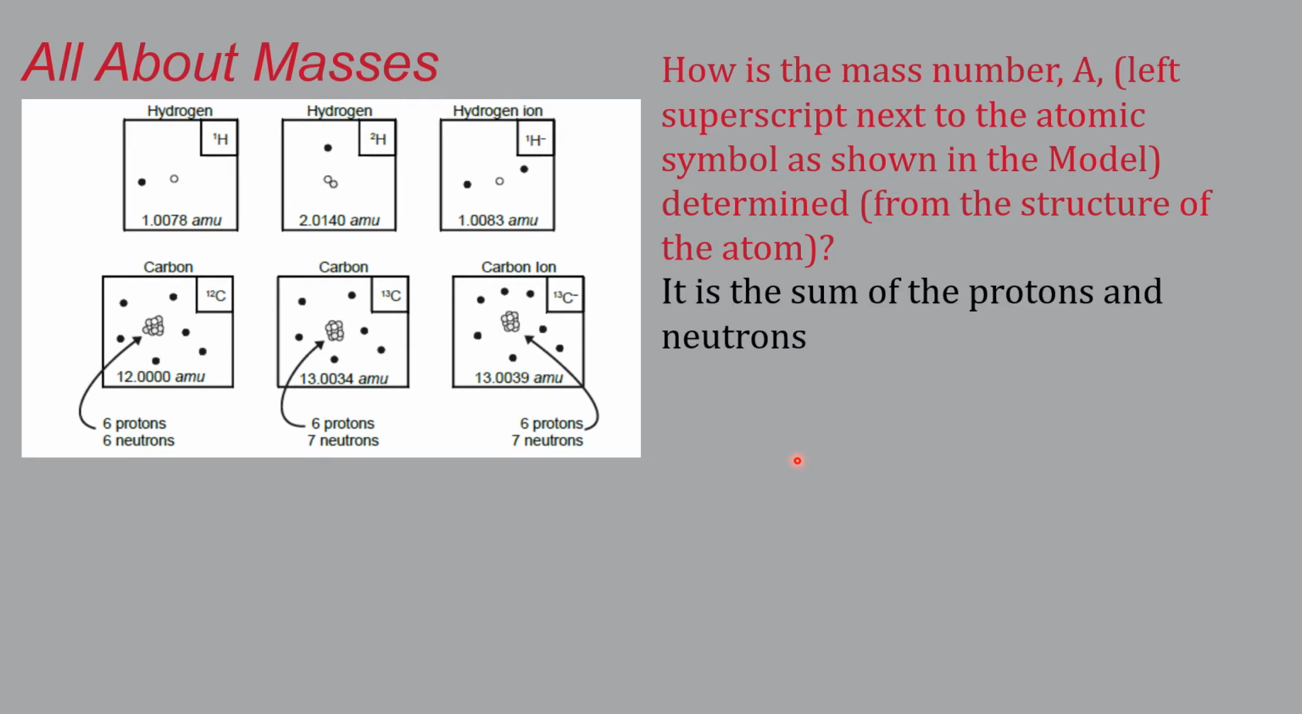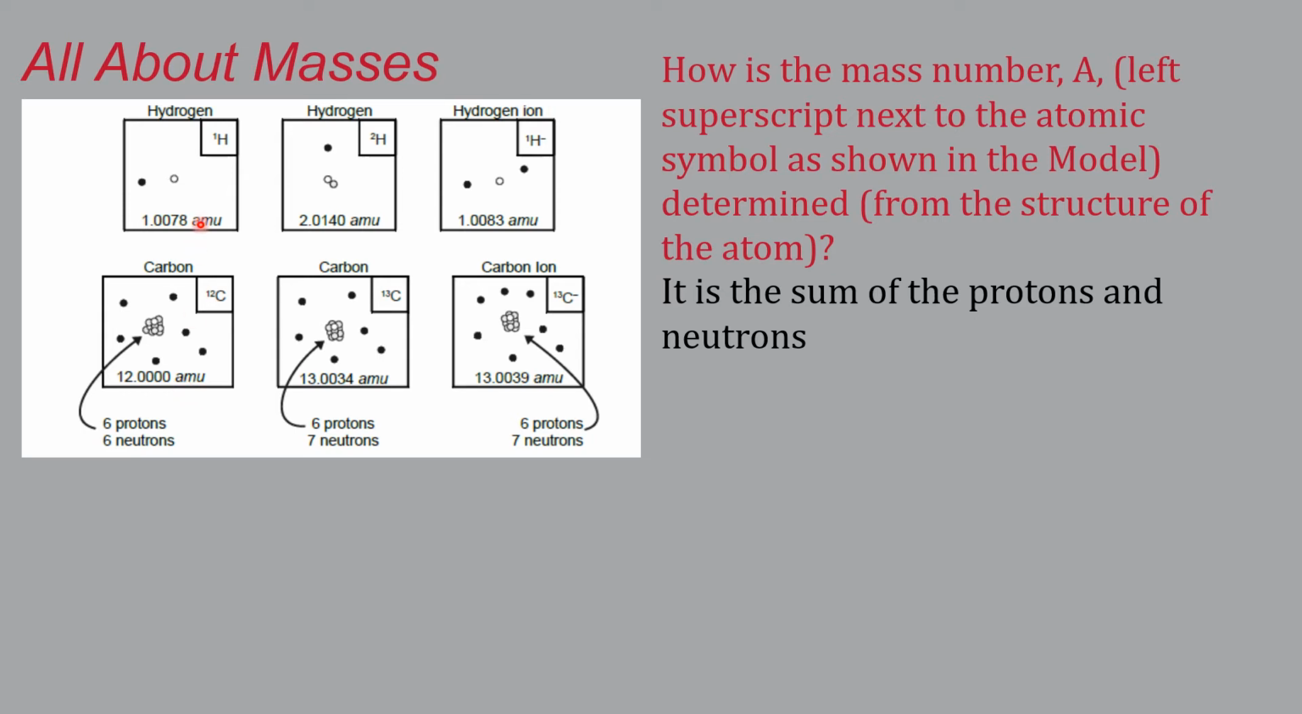Based on what you've seen there, it seems to be equal to the sum of the number of protons and neutrons. And there's a pretty strong correlation between that integer number, 1, 2, 13, and the actual mass in atomic mass units. That's what AMU stands for, by the way.